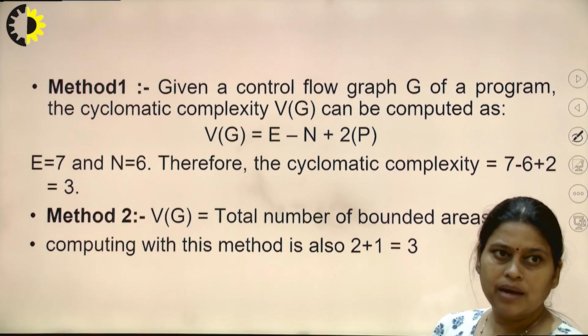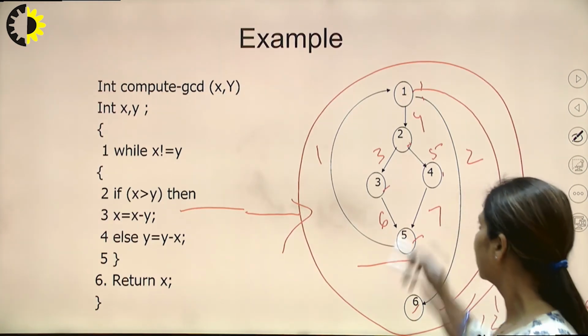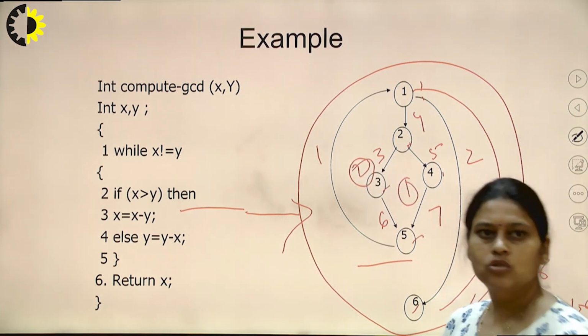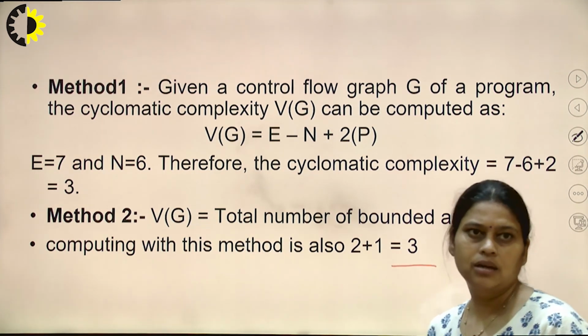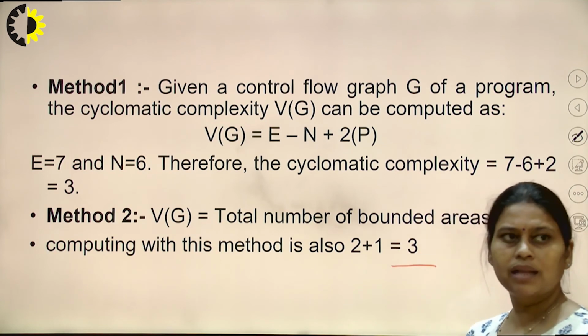Again with the second method, we count the total number of bounded areas here. This is one closed loop and this is another closed loop. So bounded areas plus 1 means the value is 3. So the same answer we have to receive from both methods.